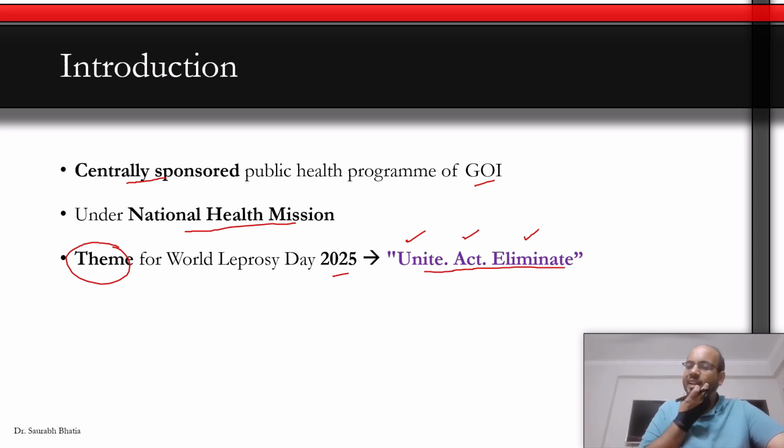Actually, we have eliminated leprosy on a national level. It was eliminated in December 2005, but we need to eliminate even at the zonal level or the state level or in the village level. To the deepest part of the country, we need to eliminate leprosy. If you're working in a government setup, you know that you are seeing Hansen cases quite frequently. So we need to make sure that the elimination takes place at the deepest levels. So that is the theme of this year's World Leprosy Day: Unite, Act, and Eliminate. So this could be a good Viva question or a good quiz question. Okay, let's move forward.